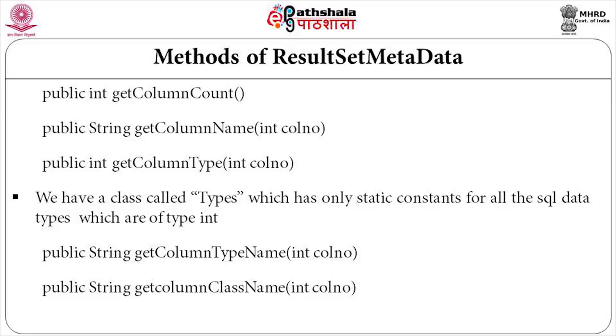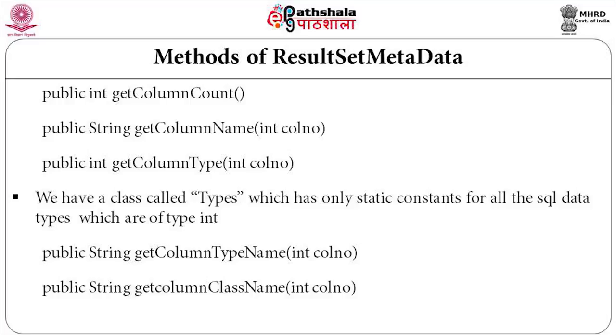So what is this integer value? For this integer value, we have a class called Types. In the java.sql package, there is a class called Types, which is only full of public static final int declarations. So there are integer constants. This java.sql.Types is only full of integer constants for the various SQL data types. There is some public static final int VARCHAR equal to some value, public static final int NUMERIC equal to some value, the various constants which are available for all the SQL types.